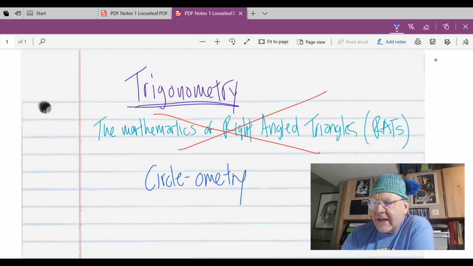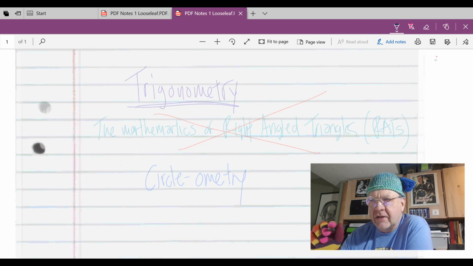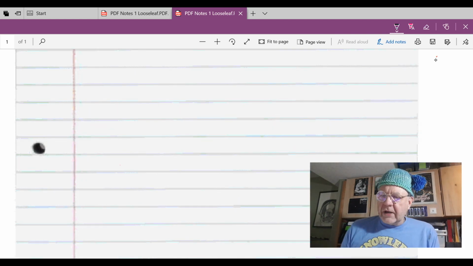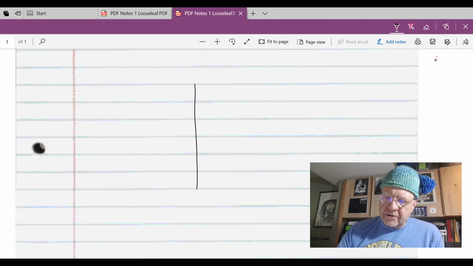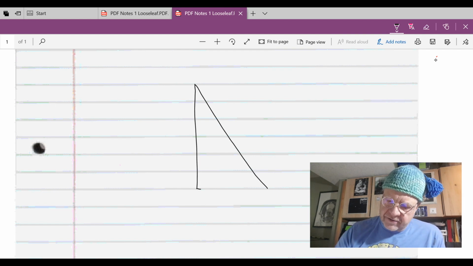That's not to say that what we think we know about triangles and trigonometry, the stuff that we taught you before, isn't right. Because it most certainly is, okay? It's certainly useful. So let's try to recall what we remember about trigonometry from years past.